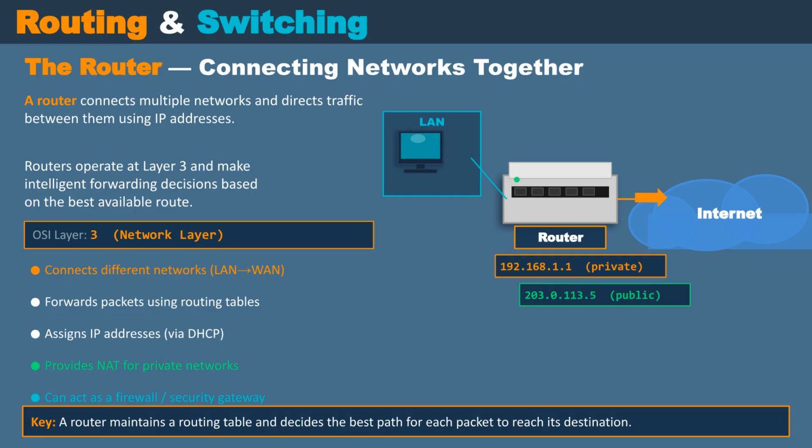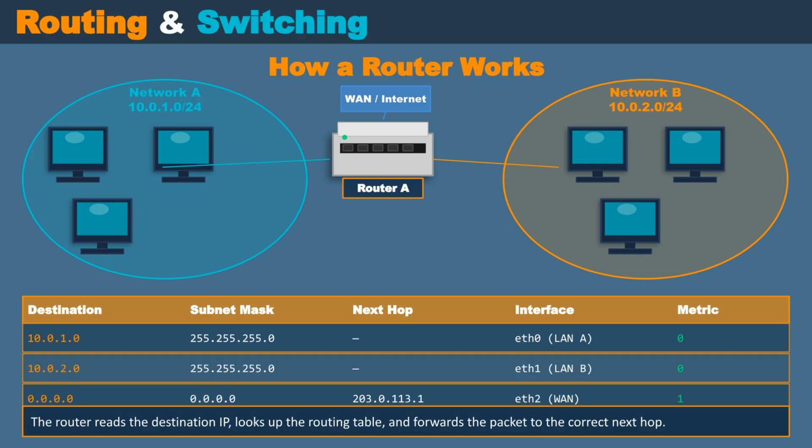A router maintains a routing table to decide the best path for each packet to reach its destination. This is how a router works. The routing table is a list of destinations, subnet masks, next hops, interfaces, and metrics. The router reads the destination IP of an incoming packet, looks up the best match in the routing table, and forwards the packet to the correct next hop interface.